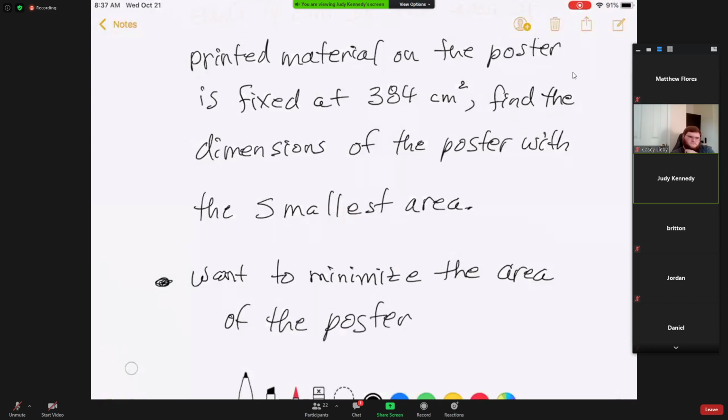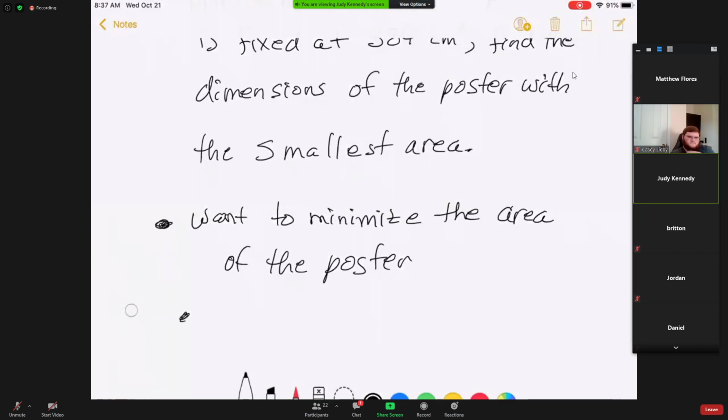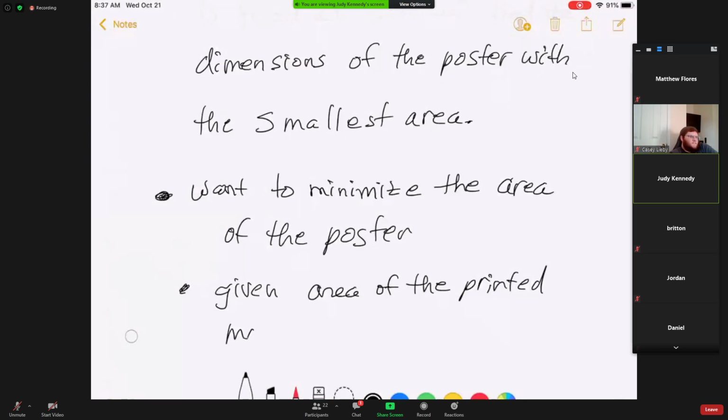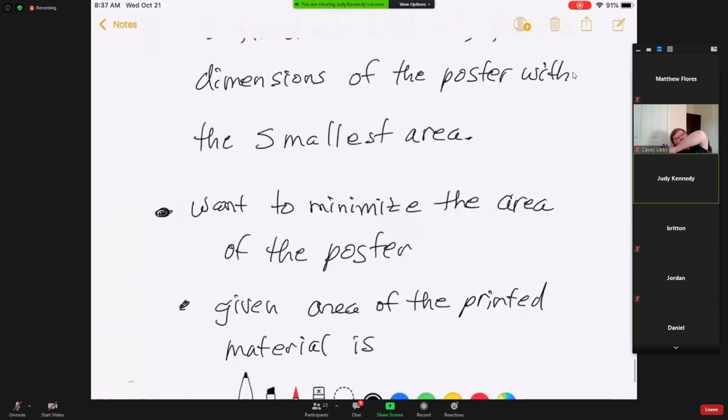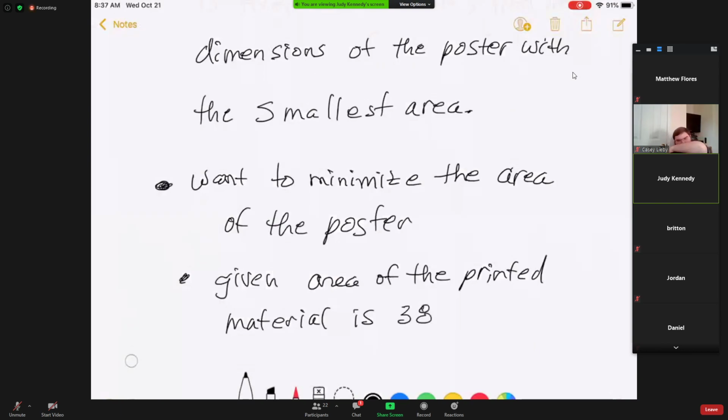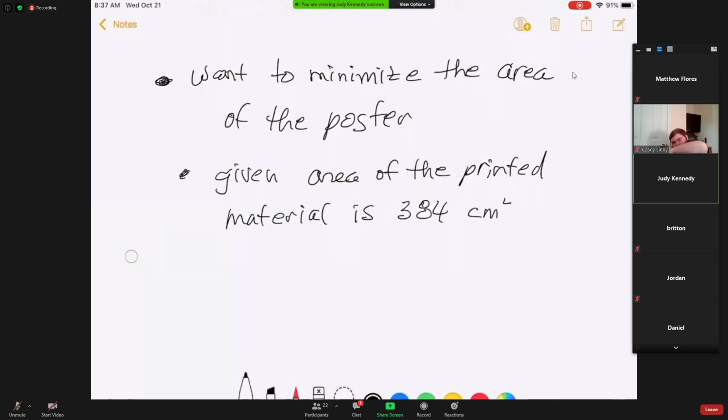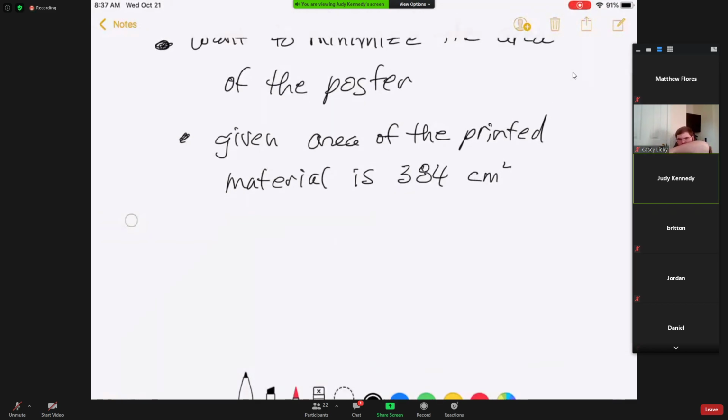That's what we want to minimize. We're given several things. The area of the printed material is fixed at, what was it, 384 square centimeters. And we're also given information about the margins. Okay, so I'm going to draw a picture.